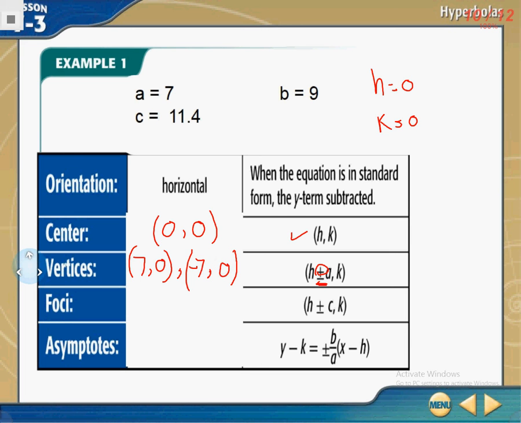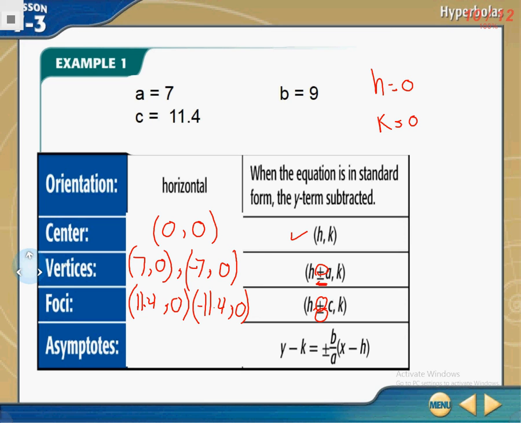Now the focus 1 and focus 2, again plus and minus. Let's start with the plus, H plus C. H is 0 and C is 11.4, so 0 plus 11.4 is 11.4. In the Y, we have K equal 0. The same for the minus, H minus C, so it will be negative 11.4, and K is 0 again.